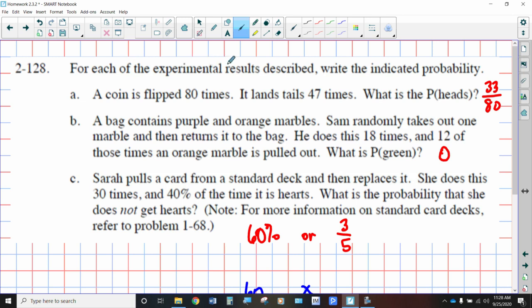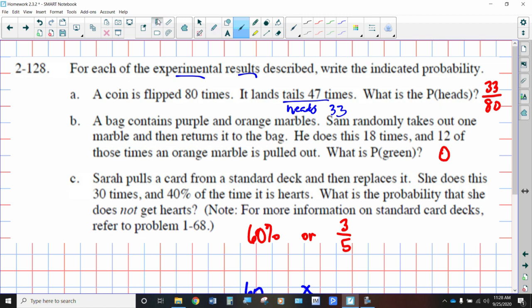For each of the experimental results described, write the indicated probability. So you flip a coin 80 times, and there are tails 47 times, which means the rest of them had to be heads. And 80 minus 47 is 33. So the experimental probability of flipping a head, in this case, was 33 out of 80. Not the same as the theoretical probability, which would be 40 out of 80, or 1/2. But experimental probability doesn't always match the theoretical.